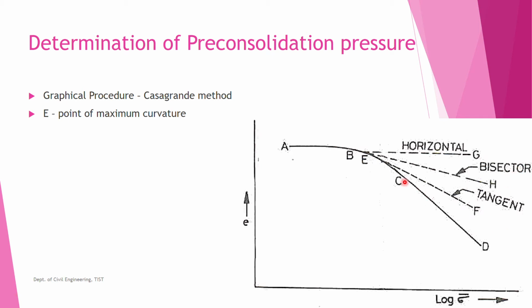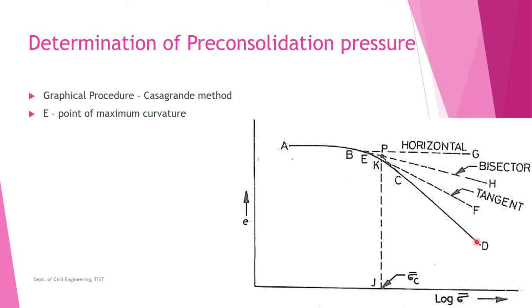Now here you have the straight portion of the curve CD. This CD straight line is extended backwards to meet the angle bisector at a point P. So CD is extended backwards, and that line meets the angle bisector EH at point P. The value of sigma corresponding to this P value will give you your preconsolidation pressure. This is how you graphically determine the value of preconsolidation pressure.